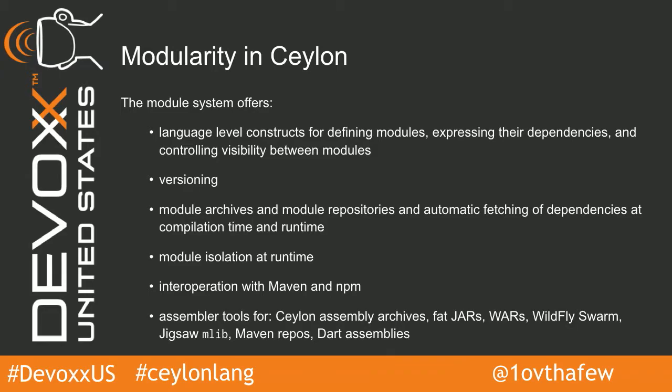We can reassemble our module as a WAR, so that basically repackages the module and its dependencies as a WAR for execution on Java EE. We could repackage it for execution on WildFly Swarm. WildFly Swarm is like a fat jar that contains a Java EE environment together with your program. We can repackage it as a Jigsaw mlib directory, so you can run it on Jigsaw.